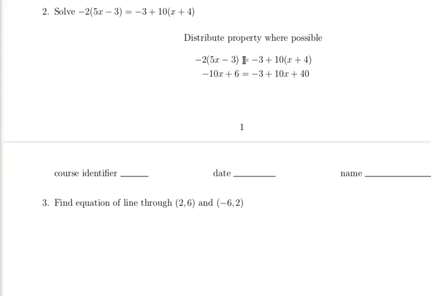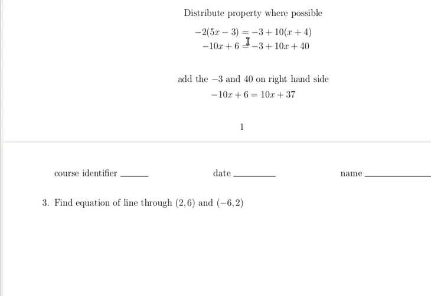So beginning with our original equation, we multiply negative 2 over this subtraction, and we multiply 10 over this addition. On the right-hand side, there's this negative 3 and this 40 that can be added together to give us a 37. At this point, we can now begin to gather all of our x's together.